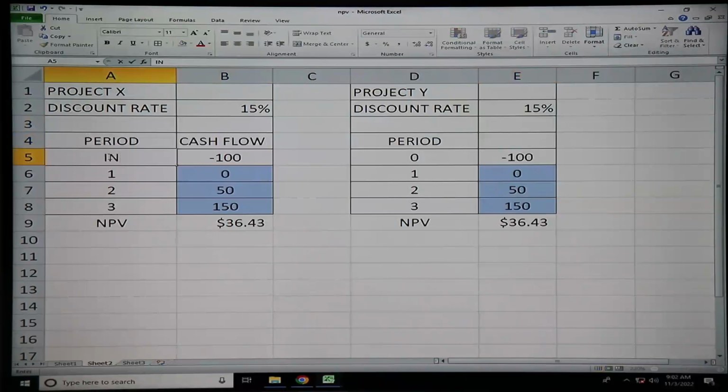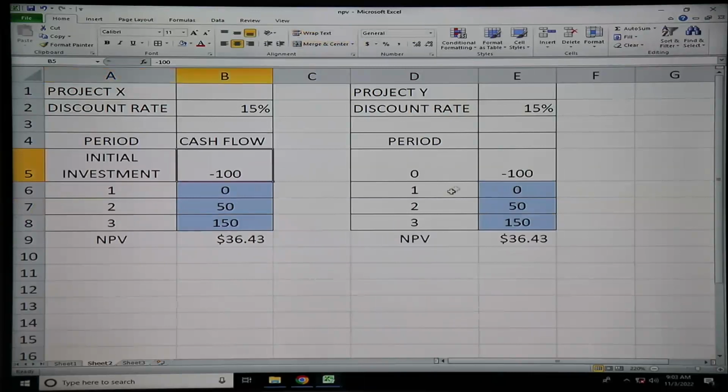Initial investment. Yes, so this was initial investment. Let's format this data properly. Just a minute.